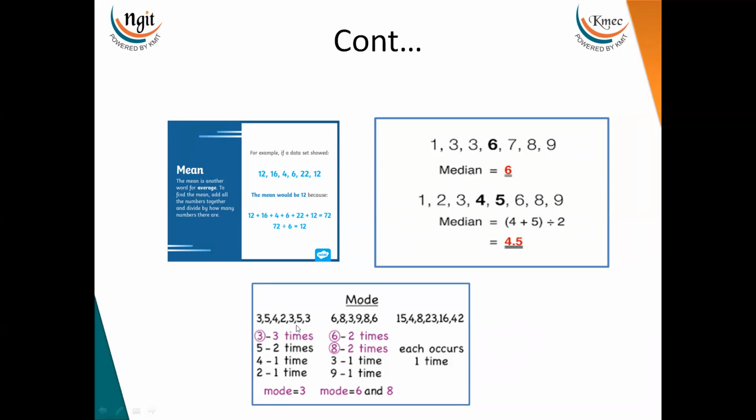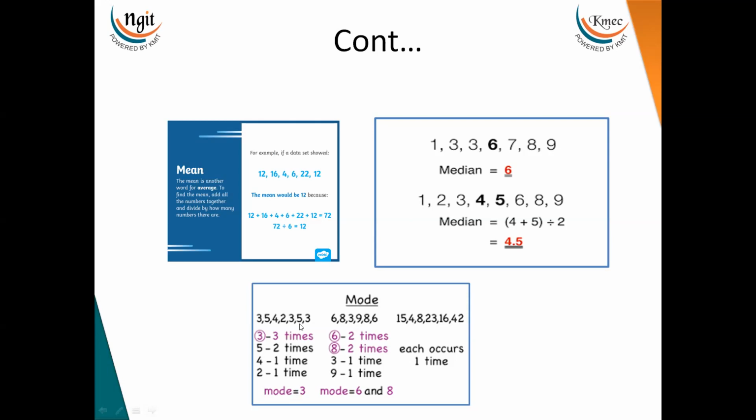So if I'm saying in this particular data set, 3 appeared how many times? 3 times. 5 appeared 2 times, 4 appeared 1 time, and 2 appeared 1 time. So what is the mode of that? The data which is occurring more frequently, that data point will become the mode of that particular data set. So what is the mode here? 3 is repeating many number of times compared to other data points.